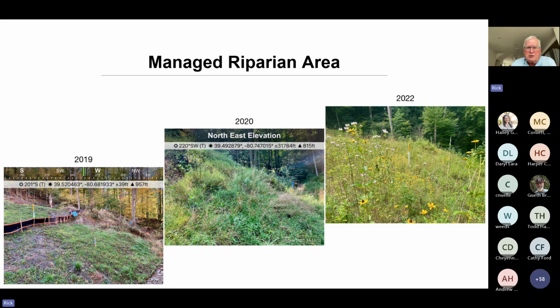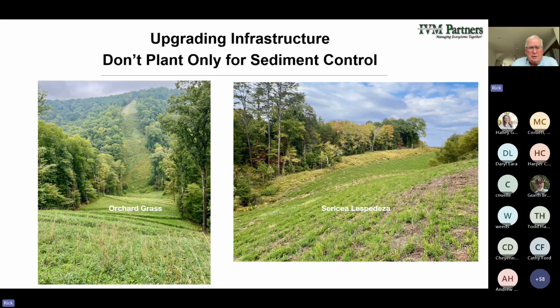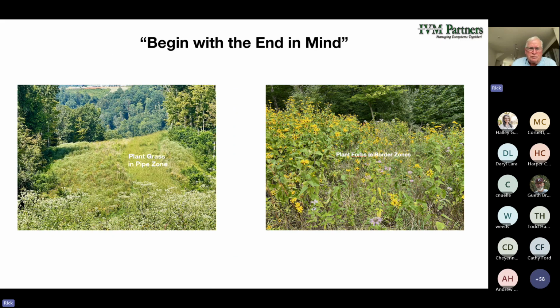So the riparian areas needed backpack treatments to, again, manage those. And where you do need to do plantings, we're trying to encourage the utilities as well as the agencies: don't use aggressive plants such as orchard grass, Sericea lespedeza. They keep our native stuff out, and they're not very good habitat to start with. So we're saying, and this is the research we did with TC Energy, plant compatible grass in the pipe zone where we're going to want it, and then forbs in the border zone.